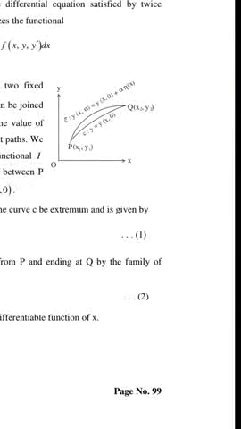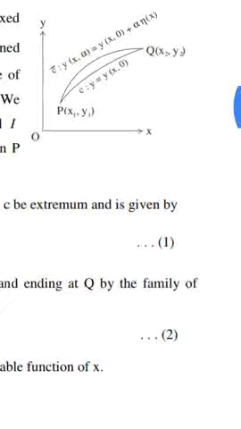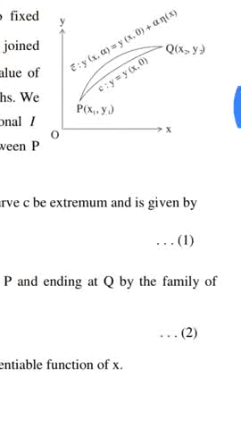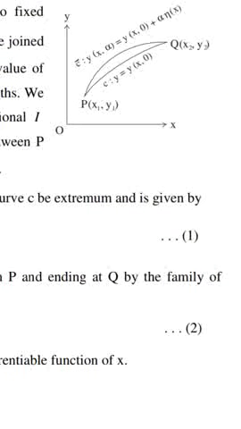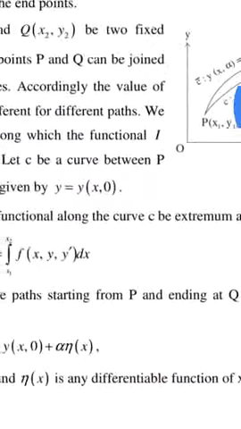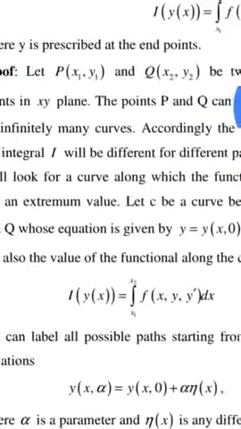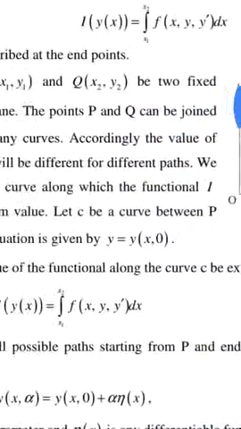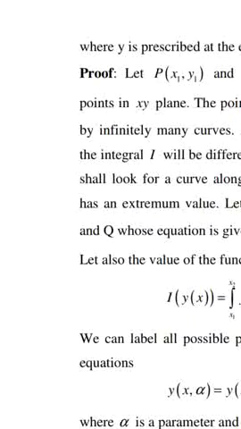Consider the xy coordinate system and take in the xy positive quadrant two points P and Q, coordinate of P x1 y1 and coordinate of Q x2 y2. Join PQ and draw the curve PQ. Let P of x1 y1 and Q of x2 y2 be two fixed points in the xy plane.